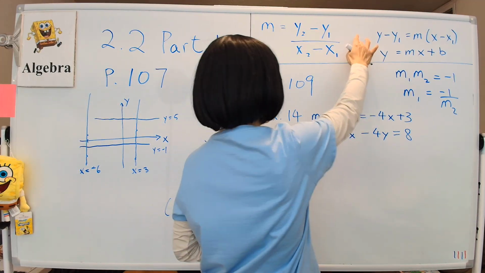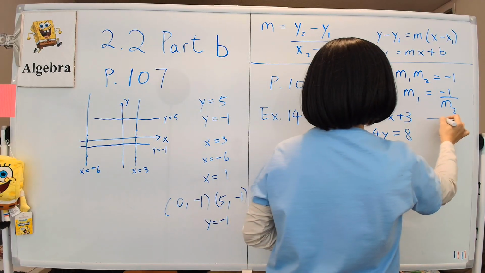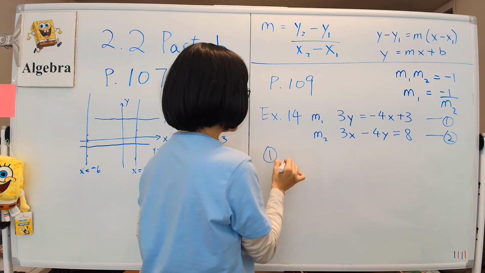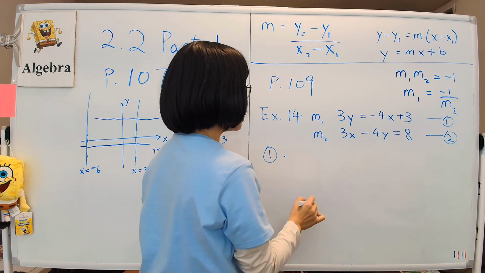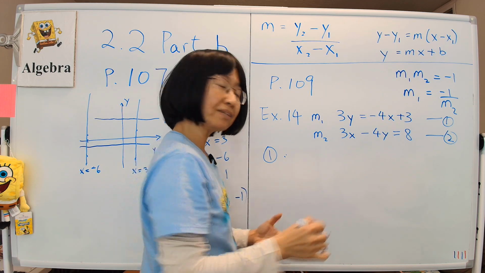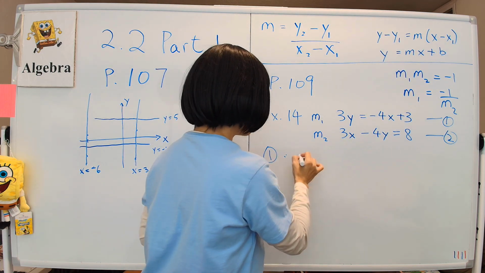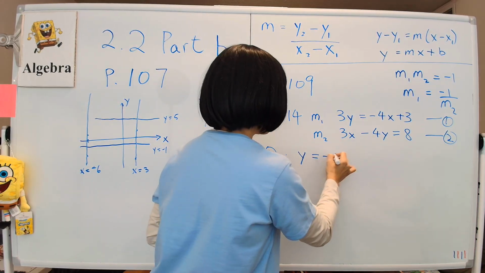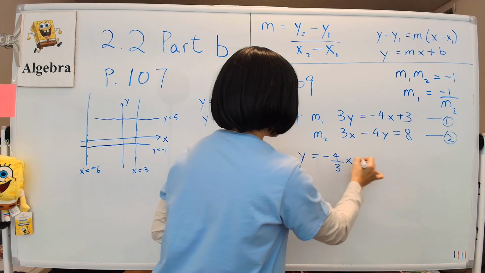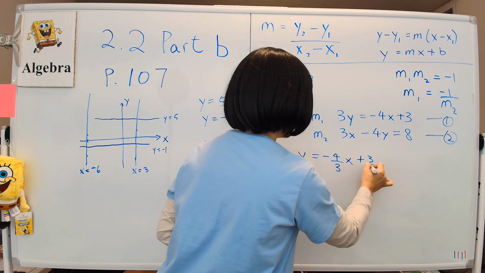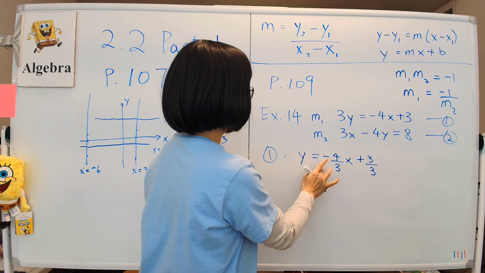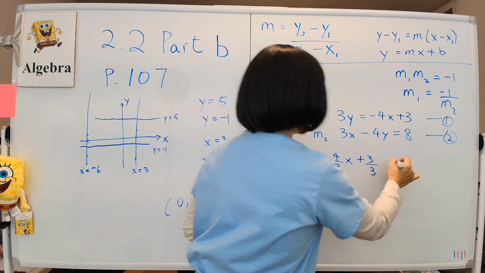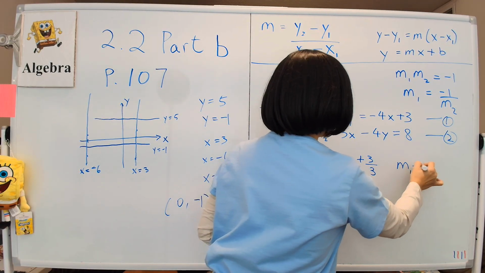So to make it look that way, we'll rewrite equation 1. I'll call this equation 1, and this is equation 2. We will rewrite equation 1 like this. Make the 3 into a 1, and we'll do it by division. Dividing by 3 across the board, we have y equals minus 4/3 x plus 3 over 3, which is 1. And then m1 equals the number in front of x, so m1 equals minus 4/3.